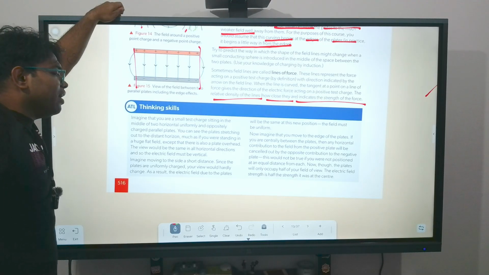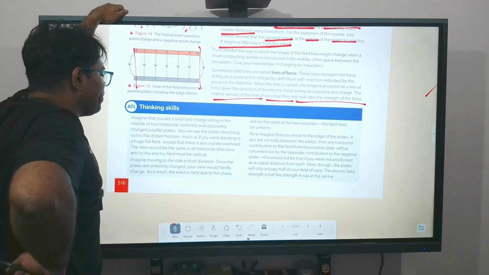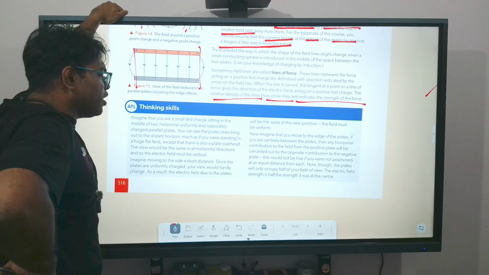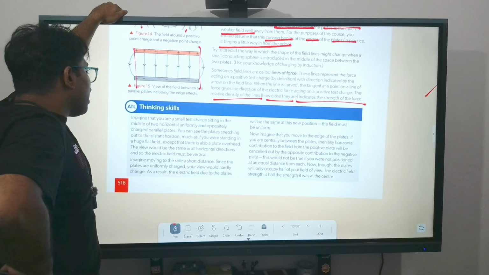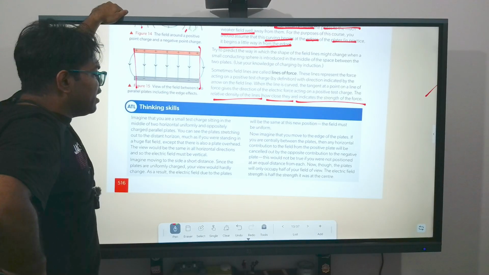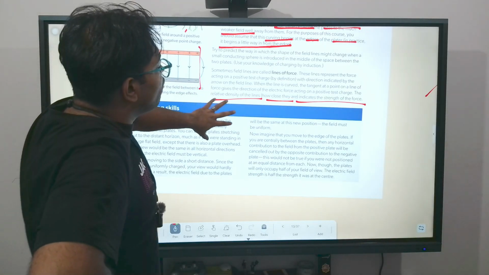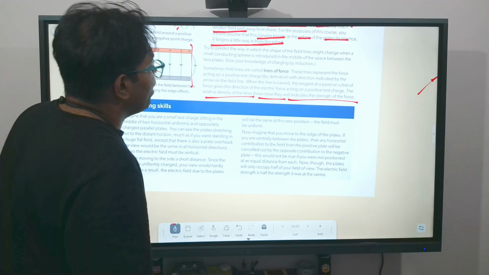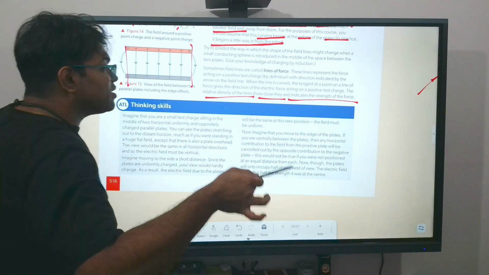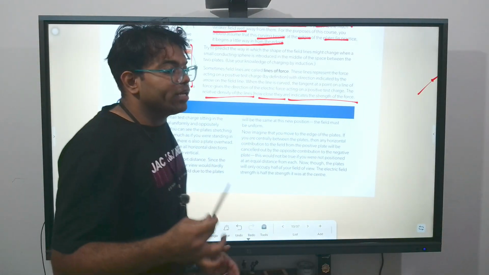Imagine moving to the side a short distance. Since the plates are uniformly charged, your view would hardly change. As a result, the electric field due to the plates will be the same at the new position. The field must be uniform. What are they trying to tell you?